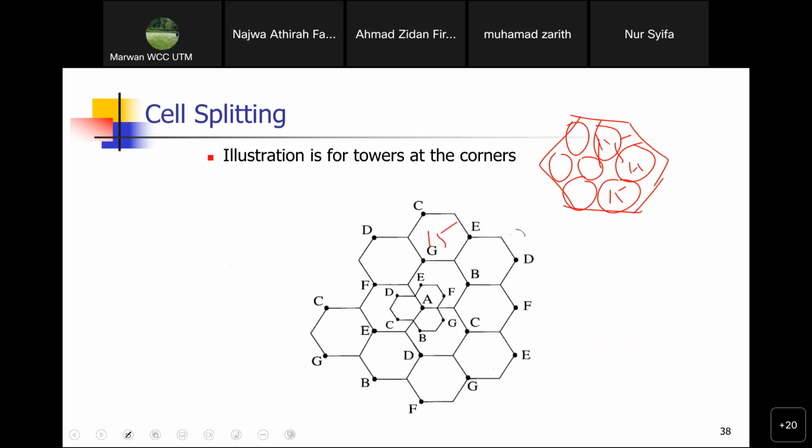So cell splitting. Initially the cell was this big. Over 5 years, the number of users increases, then you have to reduce it to smaller. So instead of introducing sectors, you can straight away reduce the cell size. Okay, so that is cell splitting.